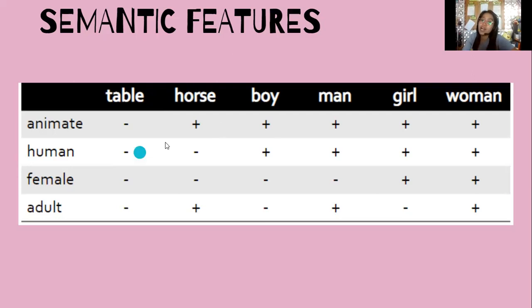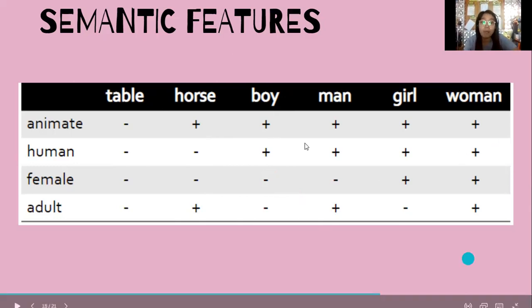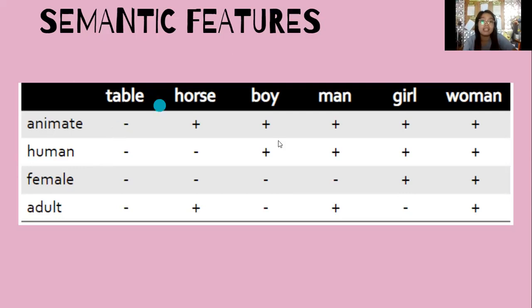So we have plus animate, less human, less female, and more adult. Next is the boy. We have more animate, more human, less female because it is under the male, and then less adult. So that is how semantic features are presented, by having the minus and plus sign in order to specify whether that object is animate or human or female or adult.